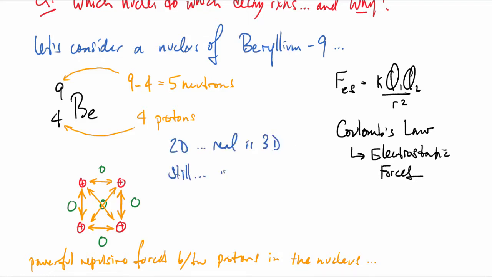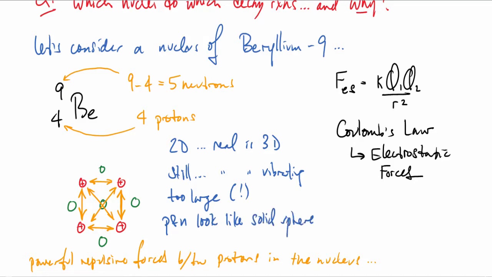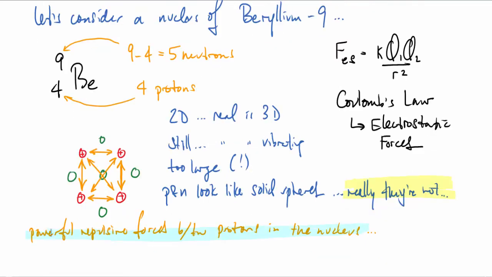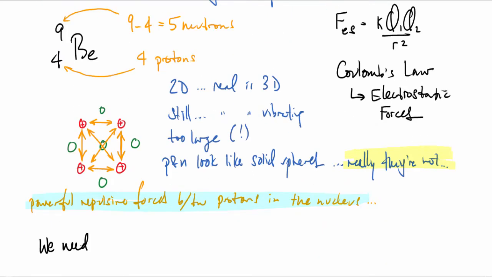Of course, this picture is in 2D, the real one's in 3D. This picture is still, the real one is vibrating. This picture is obviously too large, nuclei are much smaller. And also in our diagram here, protons and neutrons look like solid spheres, but really they're not. Now, let's see what we mean by really they're not.